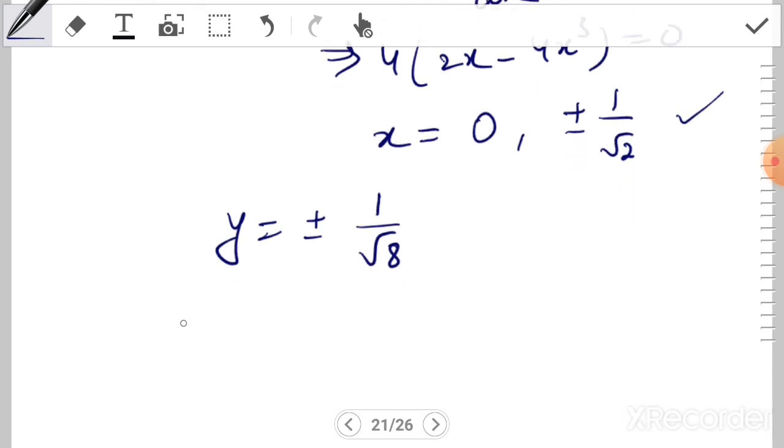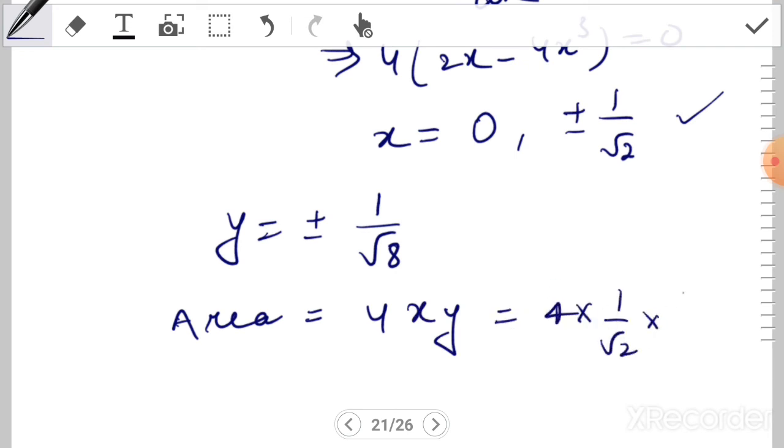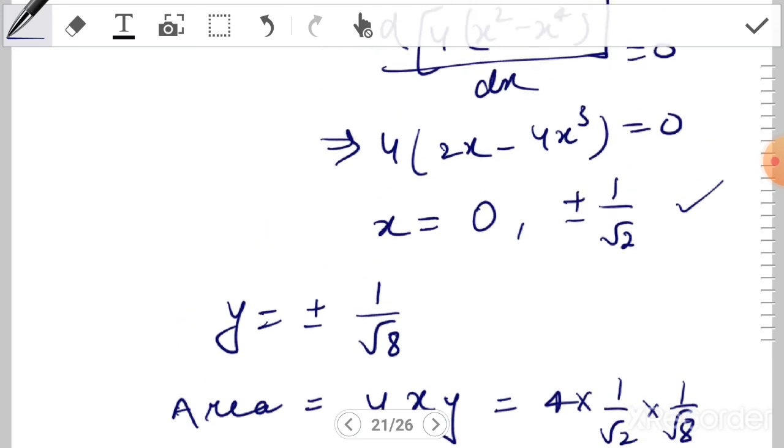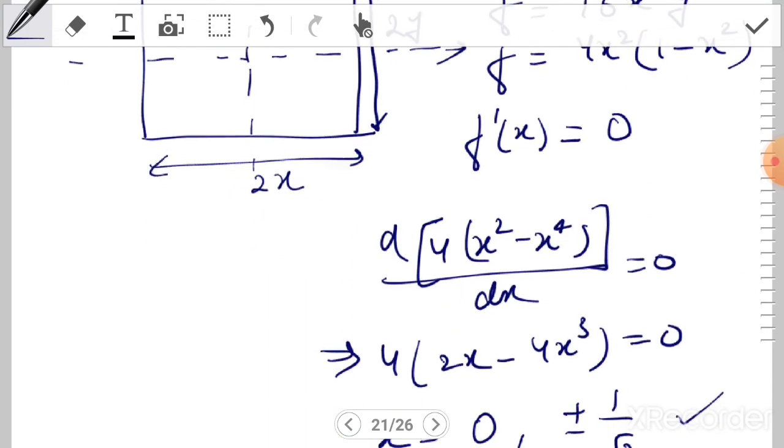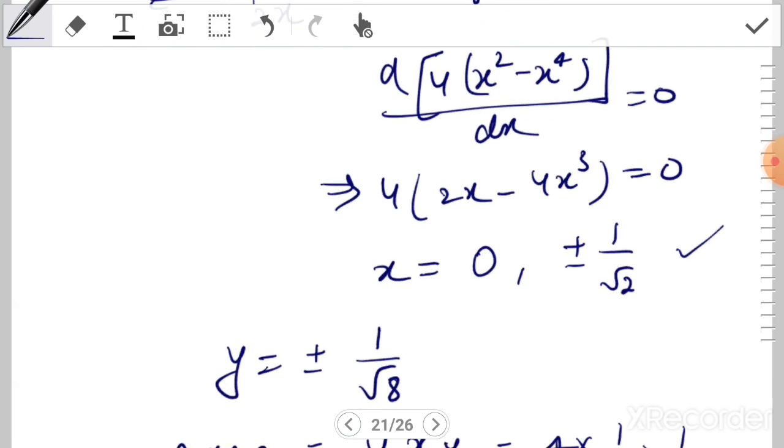Then the area will be 4 into x into y. So 4 into 1 by root 2 into 1 by root 8. Then 4 by root under 16, and you will get 1 as the answer. Okay, so 1 is the right answer.